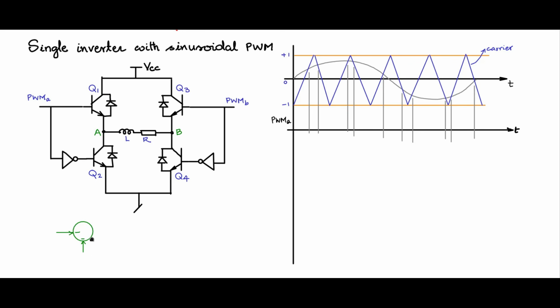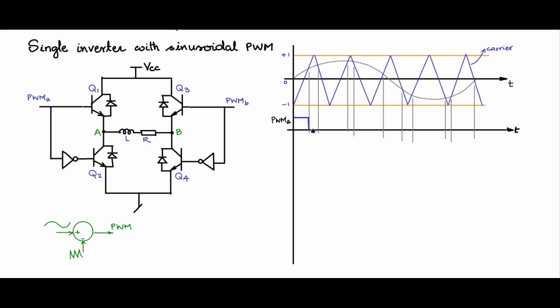So you have a comparator, plus, minus. You are having the modulating signal sine wave given to the plus, carrier given to the minus, and the output of that is the PWM signal. Which means that whenever the modulating signal is higher than the carrier, you will get a high, and whenever the modulating signal is lower than the carrier, you will get a low.